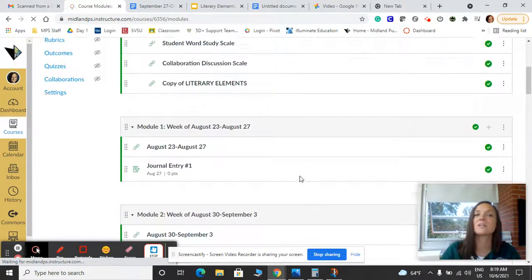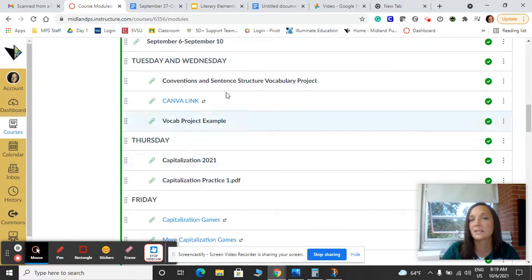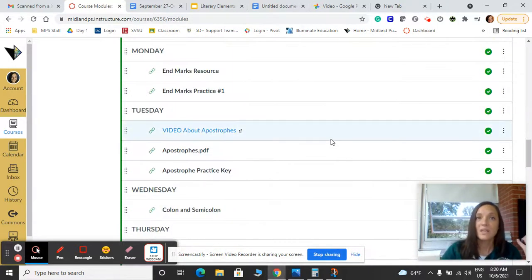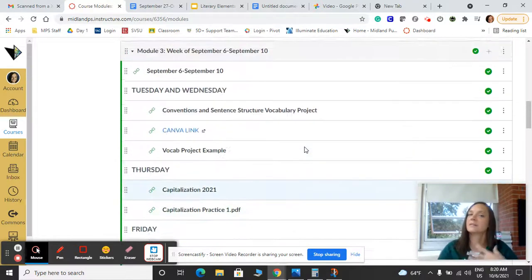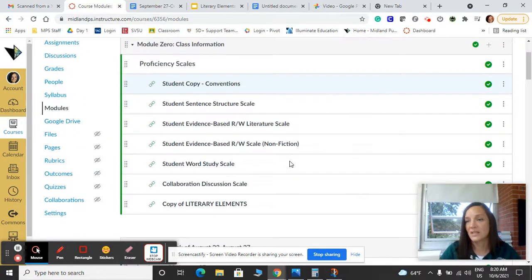So it kind of started off slow, but then as we got into the weeks, you can start to see it gets a little bit more organized. This is what we're doing on Tuesday and Wednesday. That was a 2-day activity. Here's Thursday. Here's Friday. And that is how my Canvas is set up. So it's very clear, and there's always something there for them most of the time, unless we just are having a work day.